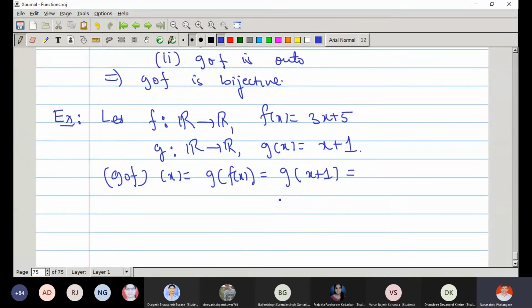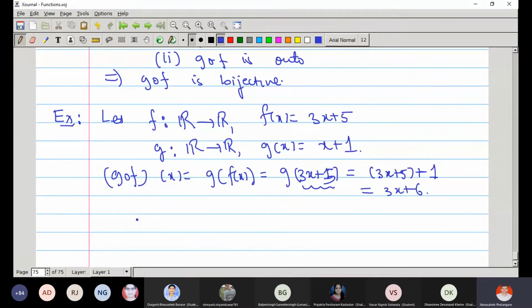So f of x is 3x plus 5. And what is g of 3x plus 5? G of 3x plus 5 is 3x plus 6. Right? This is now y, and g of y is y plus 1. So this is 3x plus 6.